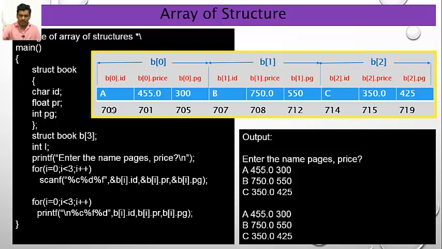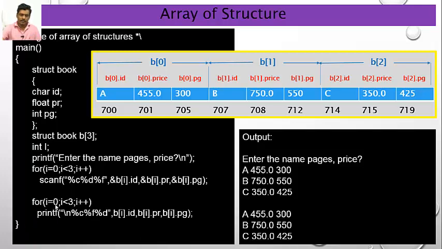So these values are stored at the appropriate locations. Then another for loop displays the values. The i value is 0, so b[0].id, b[0].price, b[0].pg. It gets and displays those values from b[0]: id, price, and page. Then the loop continues. i is 1: b[1].id, b[1].price, b[1].pg. Then the new value of i is 2, so it displays the third set of values.